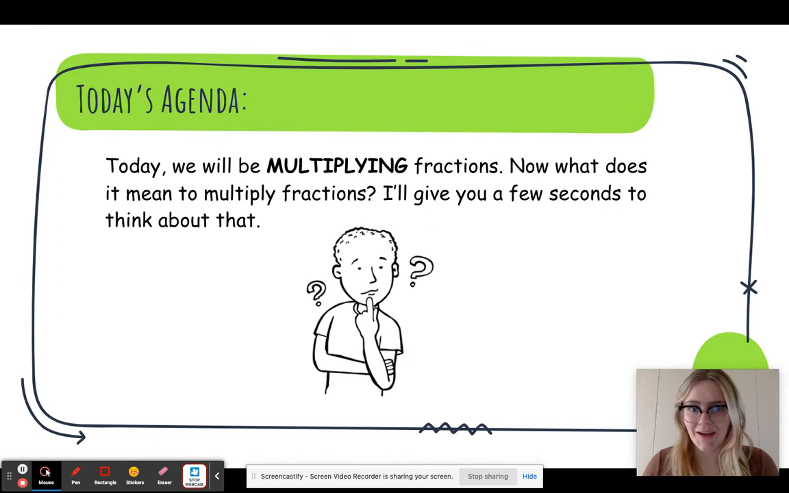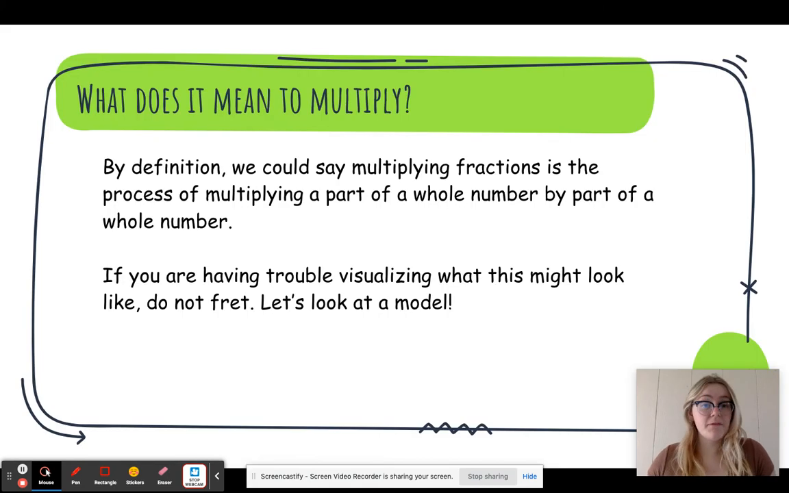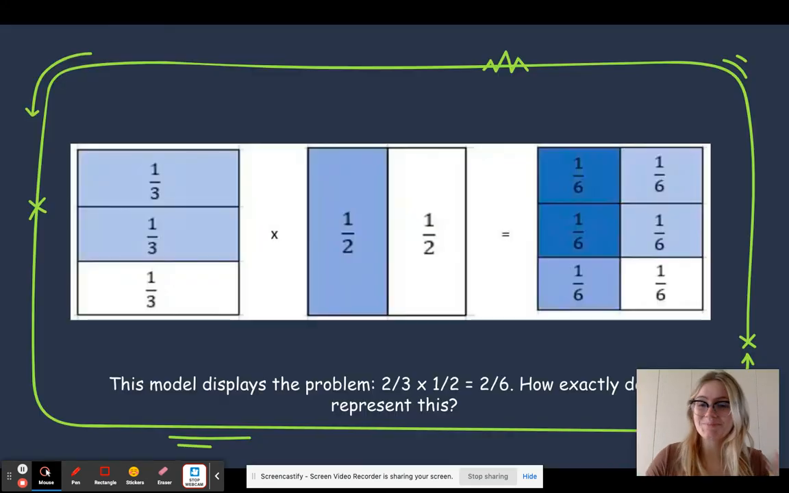So, on our agenda, we have multiplying fractions. What does it mean to multiply fractions? I'll give you guys a few seconds to think about that. What does it mean to multiply fractions? By definition, we could say multiplying fractions is the process of multiplying part of a whole number by part of a whole number. If you're having trouble visualizing what this might look like, do not fret. We're going to look at a model.